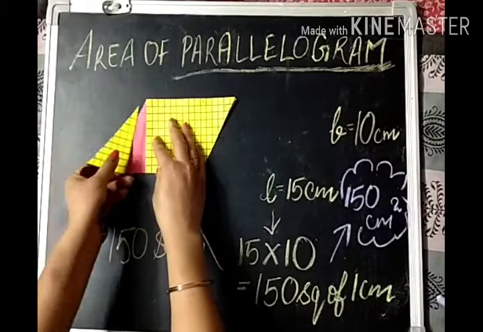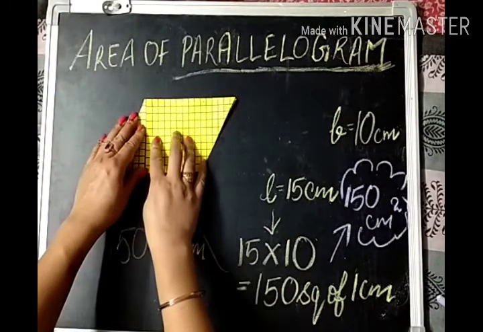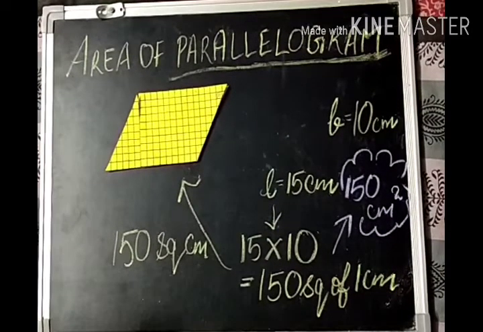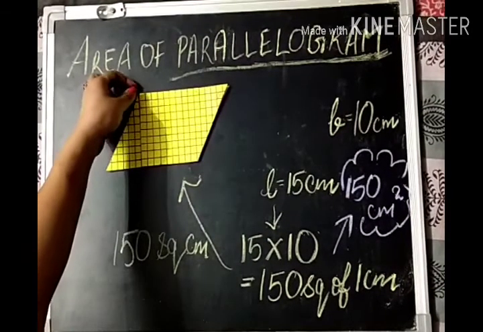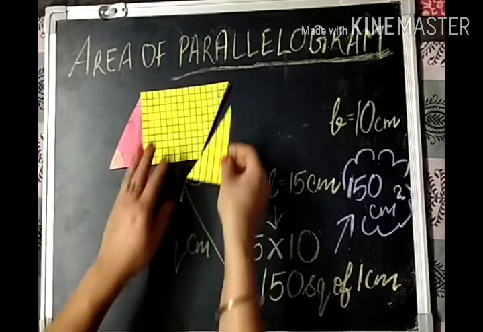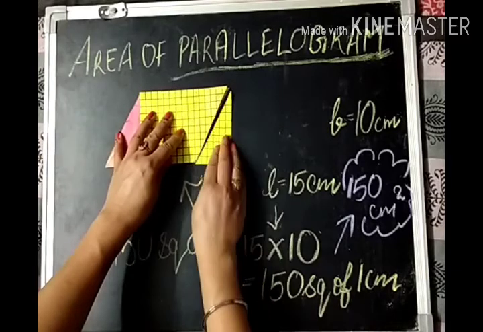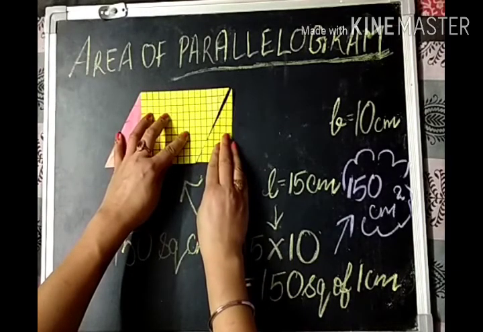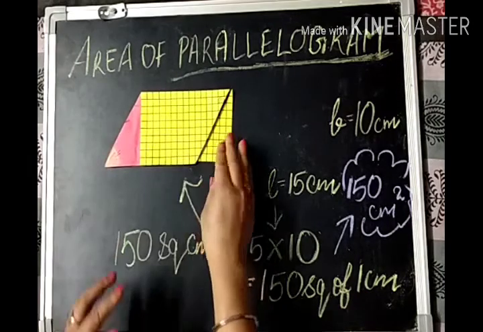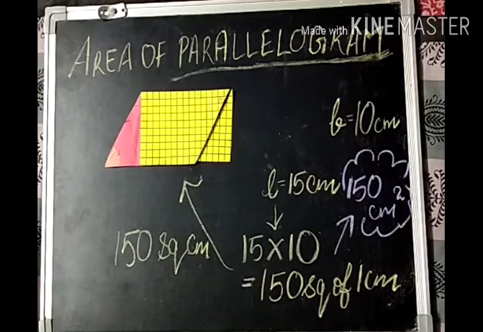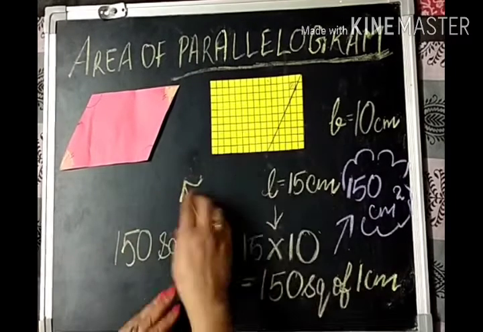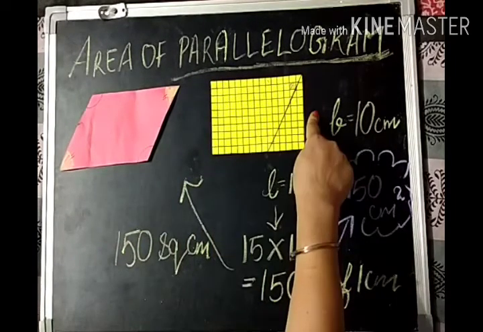Again, how have I divided it? This is a parallelogram. How did I take out the area? I divided it into two parts, took a triangle out of it and adjusted it in such a way that it makes a rectangle, and we are able to find the area. But how will we differentiate these two shapes? This is a length, this is a breadth.